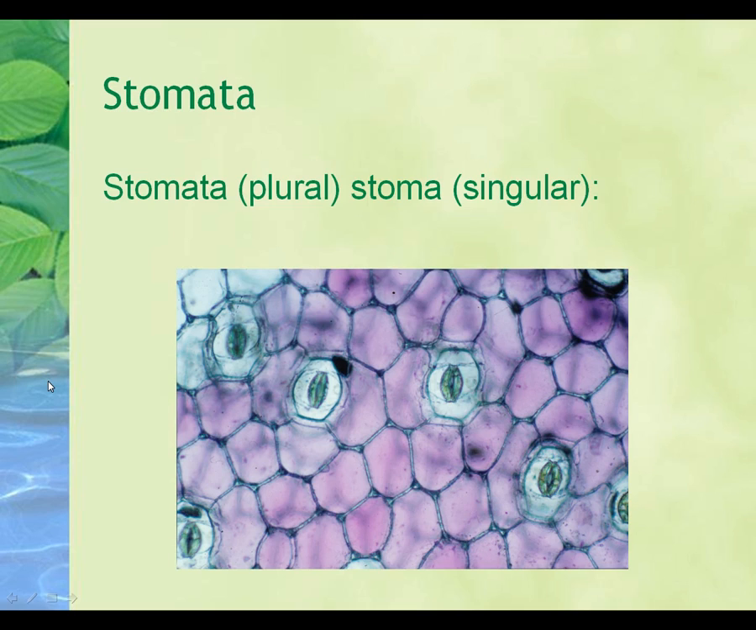A couple other features of plant cells that we need to note are the stoma, and that's plural, or stomata is plural, stoma is singular. And these are little pores, and they look like a little mouth, like little lips almost, in the underside of plant leaves and on stems. Wherever you have green coloring in a plant, you're going to have some stoma. And these little pores open up and they let in the carbon dioxide and let out the oxygen.